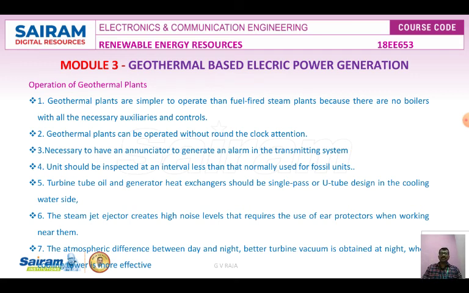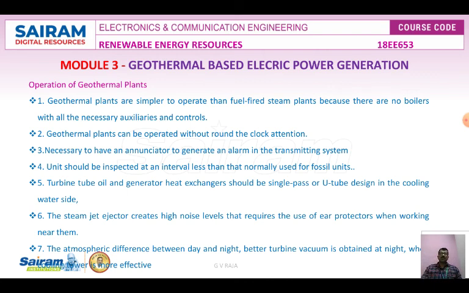The unit should be inspected at intervals shorter than those normally used for fossil fuel plants, because we have to check whether the turbine stop valves are operating properly. Lubrication is needed. Turbine lube oil and generator heat exchangers are also used here. For maintenance, on the cooling water side we have to check the pipelines for any rust formed in the pipes. A steam jet ejector creates high noise levels, so ear protectors are needed while employees are working near the power plant.